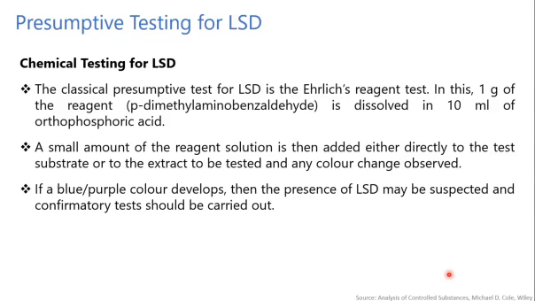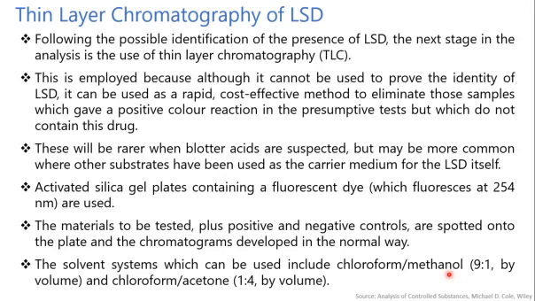So if a blue or purple color is developed, then the presence of LSD may be suspected and a confirmatory test should be carried out. As we know, presumptive tests are nothing but preliminary tests after which we have to go for further confirmatory tests. So if blue or purple color is developed, LSD may be present in the given sample, and hence we can go to the confirmatory identification of the LSD. Then the next one is the thin layer chromatography of the LSD.